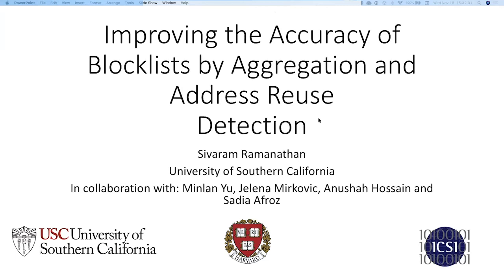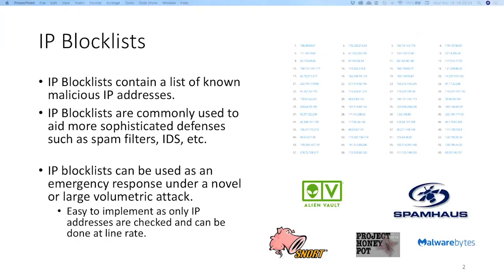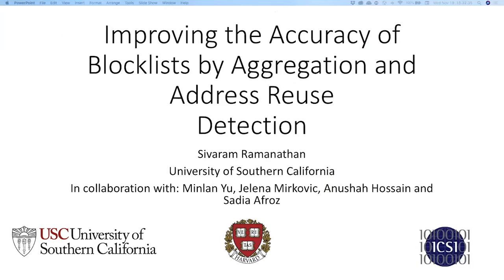Today I'll be presenting our work on IP block lists. Particularly, I'll be presenting two works, which look into improving the accuracy of block lists, and also how reused addresses in block lists could be problematic and how we could detect them. These two works are in collaboration with my advisors, Milan Yu and Elena Mokovic, and a couple of folks from ICSI, including Anusha and Sadia.